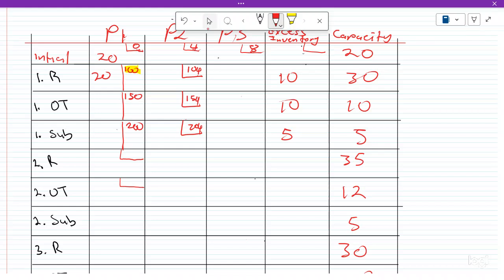Then here we are now starting afresh for period 2. It's 35. Before I say it's 35, I must first say 100. Then 150.